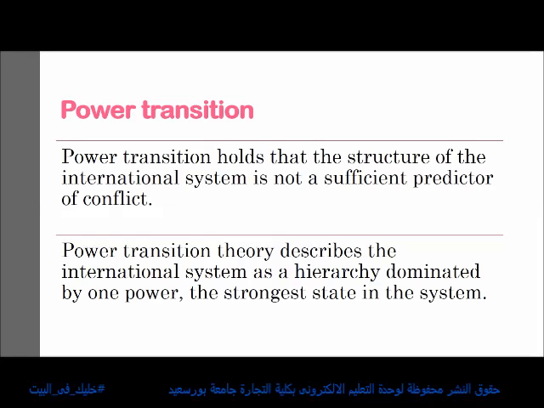So we have a dominant country, we have middle powers and midgets. We really need to know more about the measurements, the way to measure the power of each country. After that kind of measurement, we can describe the current situation of the international system. Power transition theory describes the international system as a hierarchy dominated by one power, like now the US, the strongest state in the system.